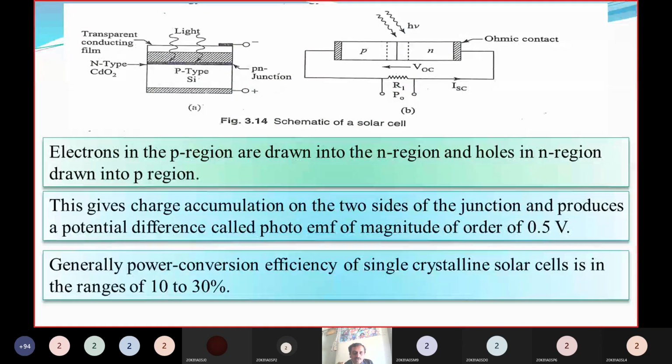We'll discuss the remaining tomorrow. This is just the introduction about the solar cell.